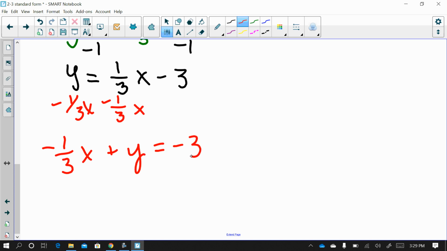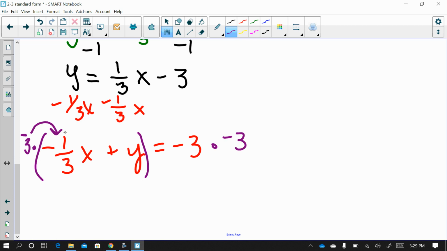Okay, let's check our rules. First rule, no fraction. Oh, we got a fraction here. So I'm just going to multiply by the reciprocal, so times 3. Remember another rule is A can't be negative. A has to be positive. So I've got to get rid of this negative also. So instead of just multiplying by 3, let's multiply by negative 3. If I do it to one side, do it to the other.